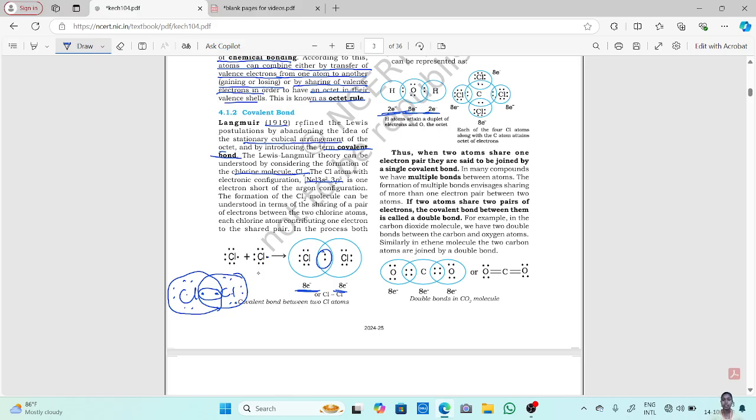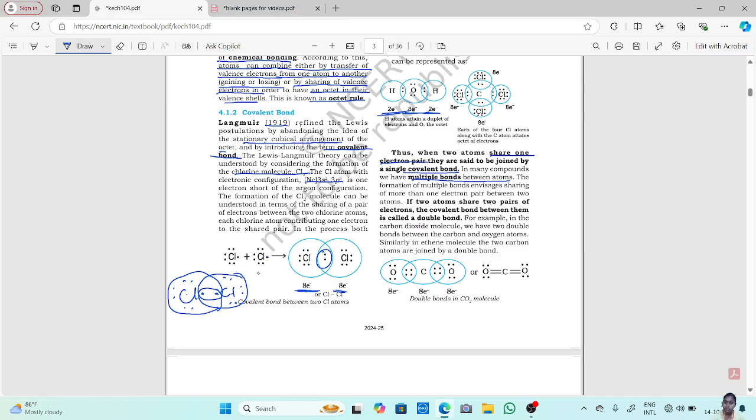Thus when two atoms share one electron pair, they are said to be joined by a single covalent bond. Now in many compounds we have multiple bonds between atoms.